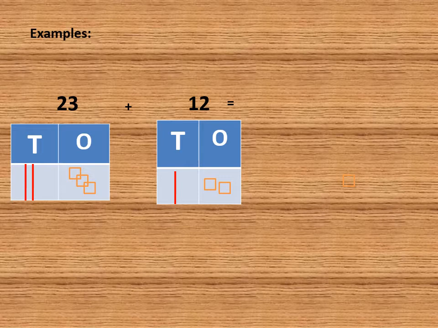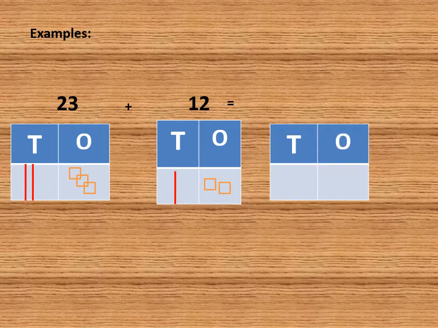First, I'll add ones with ones. I have 3 in ones here in 23, and in 12, 2 in ones. So 3 and 2 equal, excellent, 5. Let's count. I'll draw 5 small squares. 1, 2, 3, 4, 5. 5 ones.